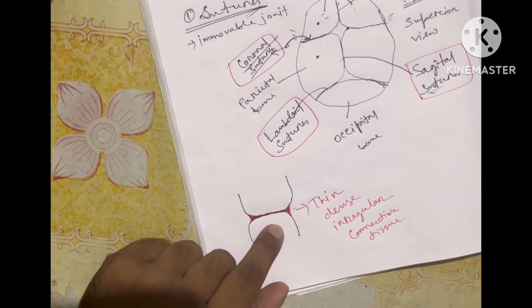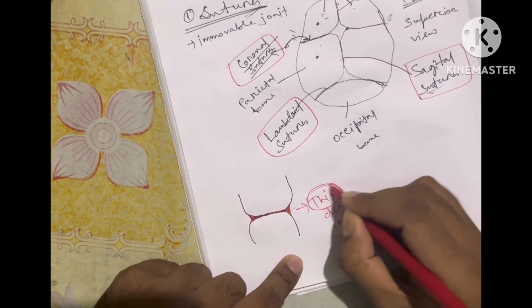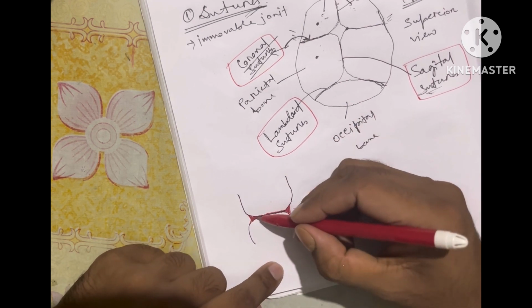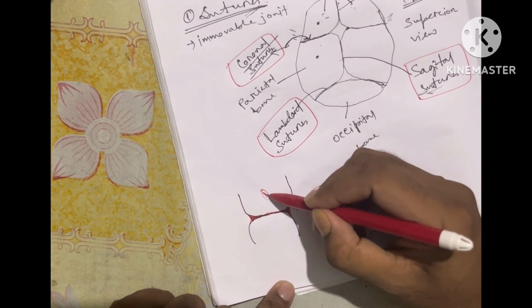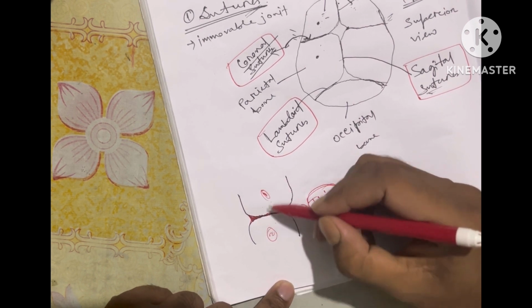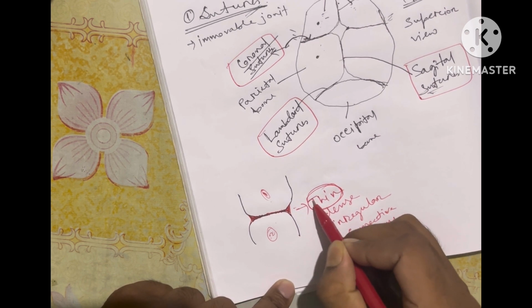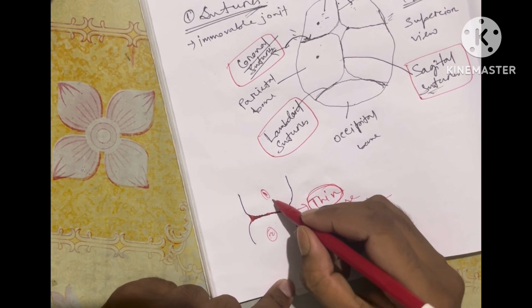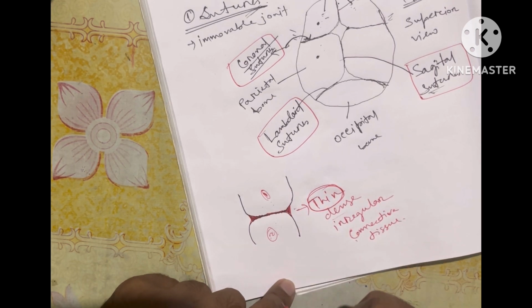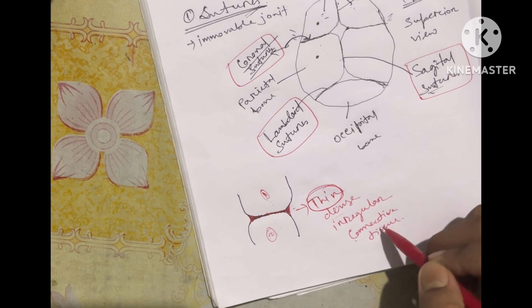So in case of sutures, it is a thin, dense layer because there is very little space available in between both the bones. This is bone number 1, this is bone 2. So in between 1 and 2 we have a very little space where the thin dense irregular connective tissue is present, which connects both the bones. That's why it is called the thin dense irregular connective tissue.